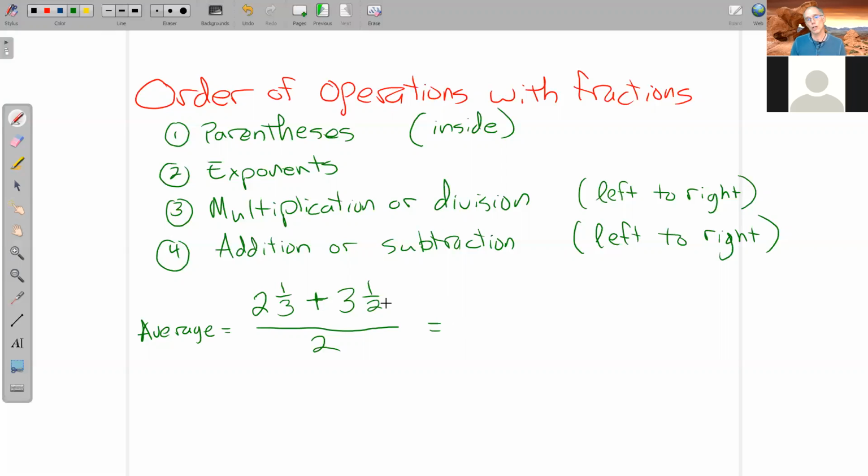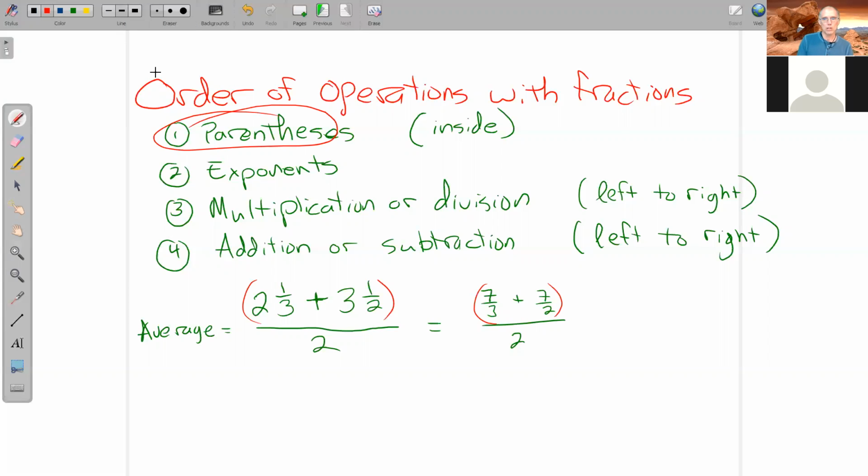So I mentioned before, when you're working with fractions, mixed numbers are kind of a pain. The easiest thing to do is make them improper. So 2 times 3 is 6, plus 1 is 7/3, plus 3 times 2 is 6, plus 1 is 7/2, over 2. And whenever we have a big fraction bar like this, there's a hidden parentheses that says, hey, you got to do the numerator before you can do the denominator. So don't go try to cancel this 2 with anything. That's totally illegal because it violates the order of operations. And it's implied that there's a parentheses there, even though it's not written.